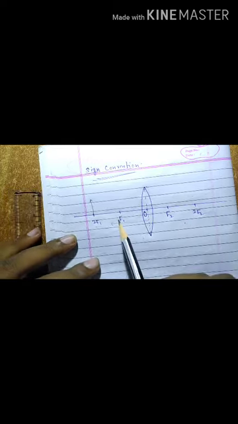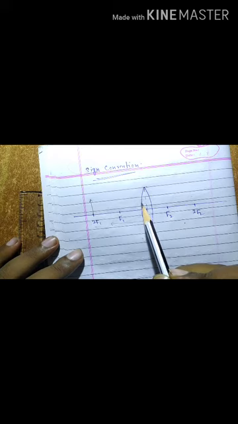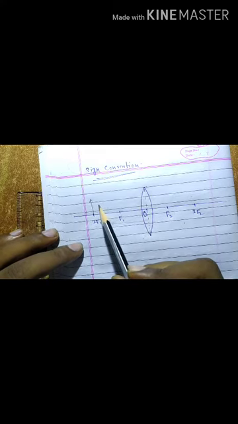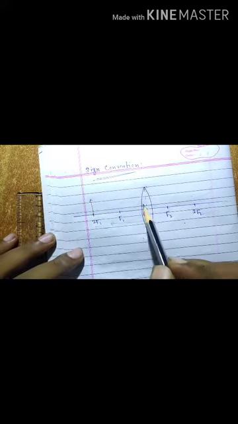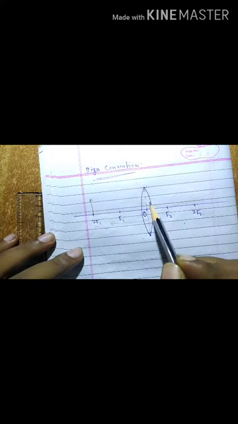Second point, distances measured to the right of the optical center are taken to be positive, while distances measured to the left side are taken as negative. So this side will be positive and this side will be negative. You remember this according to this one.